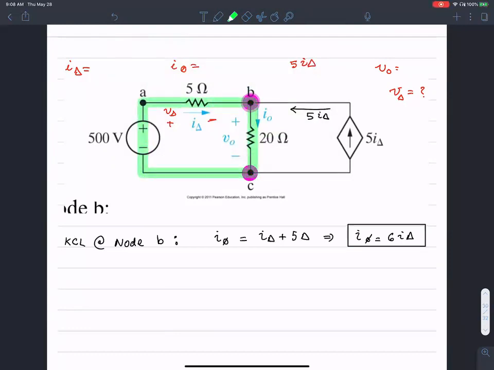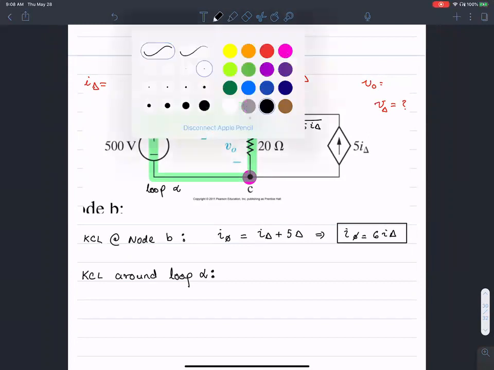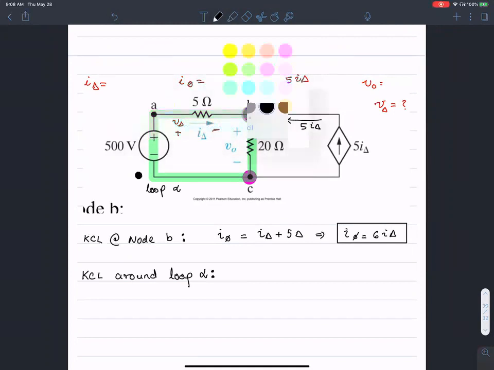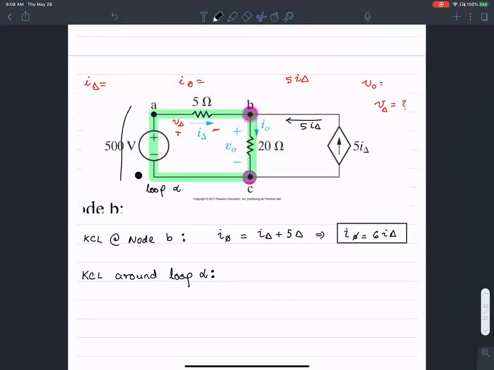Okay, let's look at that loop. We'll set up KVL around that loop. I'm going to just name it alpha, loop alpha, just so it's easy for me to differentiate. Again, as always, I begin at the lower left and follow a clockwise path.